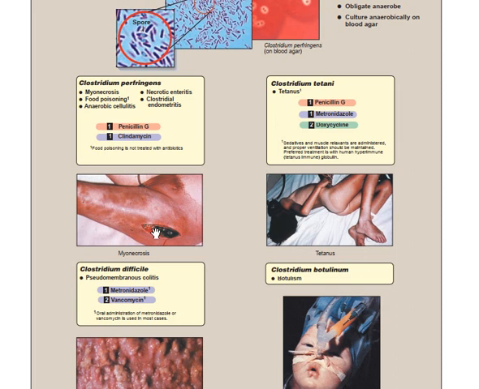Now, this is how myonecrosis resembles. There is necrosis of the muscle in the case of gas gangrene, and this is how tetanus resembles, the patient in opisthotonos position. This is not a clear typical opisthotonos position, but you can see extension of the spine here. Normally in these patients, the leg is also extended.